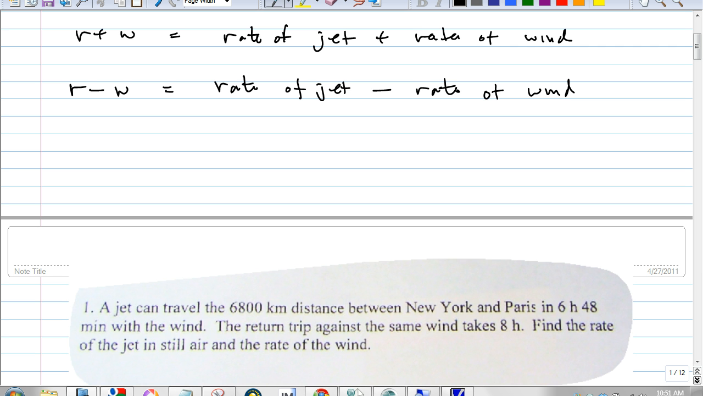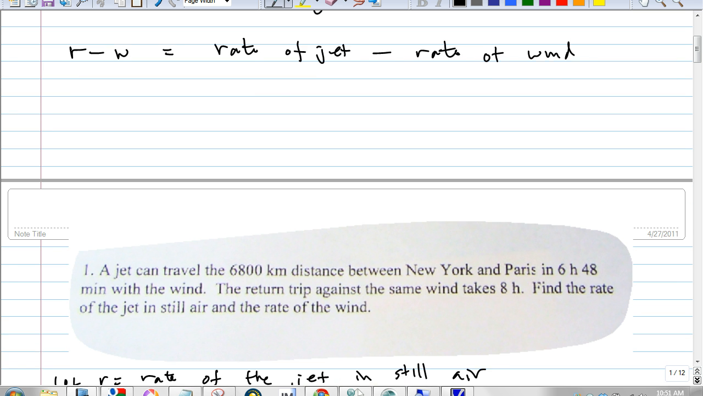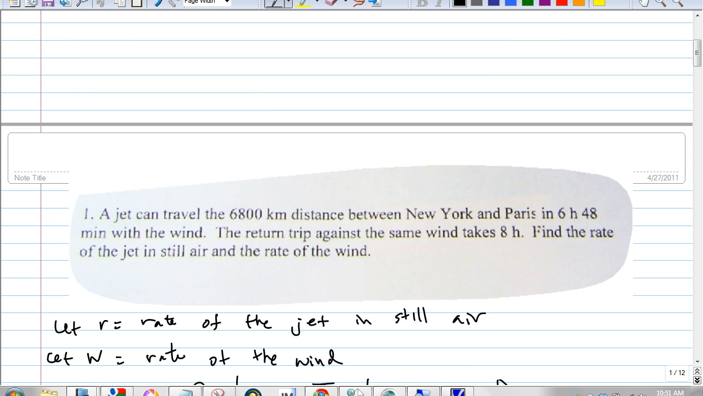What do they mean by still air? Yeah, Scott? The rate of the jet without any wind blowing against it or behind it. If they were asking for how long it would take the trip in still air, couldn't you just find the middle number between 6 hours 48 and 8 hours? Yeah, if you're looking for the average and so forth, okay. But that's not what they're asking, I think.